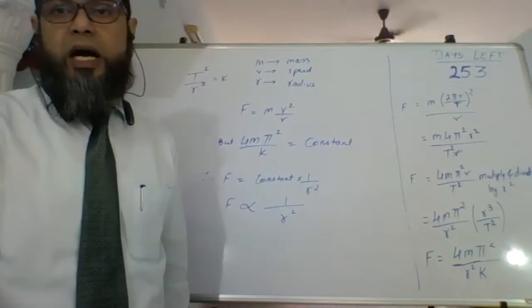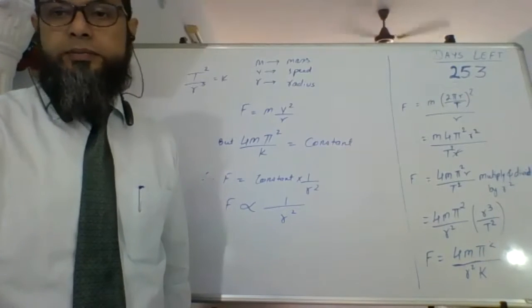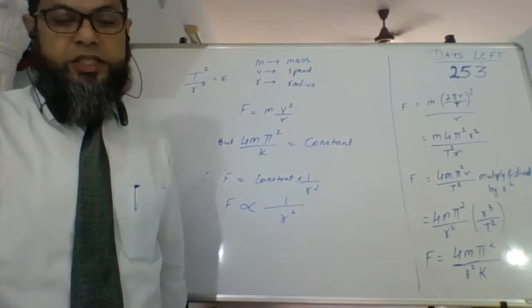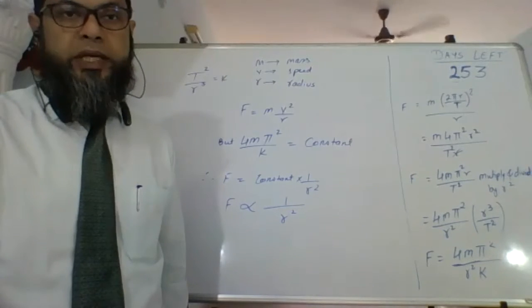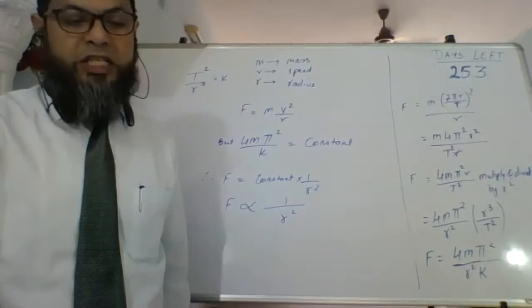Mahendra and Virat, or Dhoni and Kohli, whatever. Mahendra and Virat are sitting at a distance of 1 meter from each other.